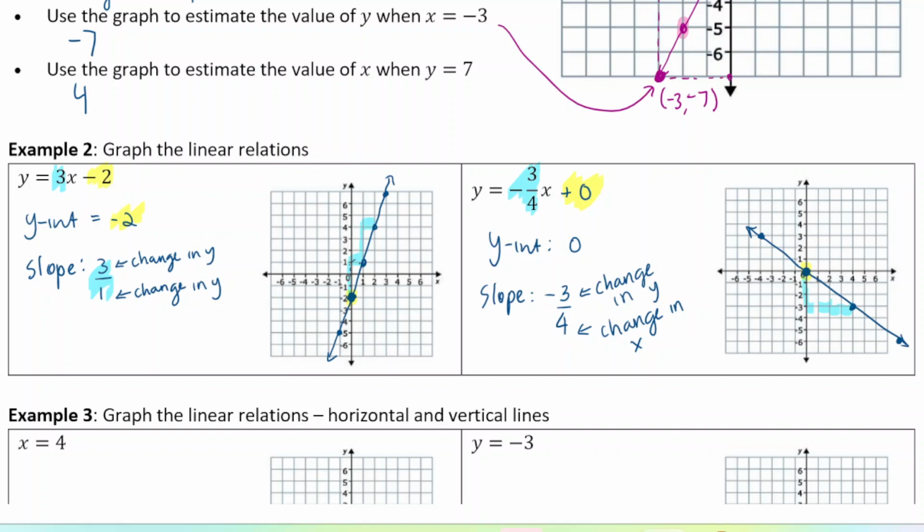There we go. Okay, so my slope and my y-intercept. So start with the y-intercept and then count out the slope. And when you start doing your slope, always go in the order that you read. So that's what I always tell students. If it's negative, you're counting down and to the right. If it's positive, you're counting up and to the right.